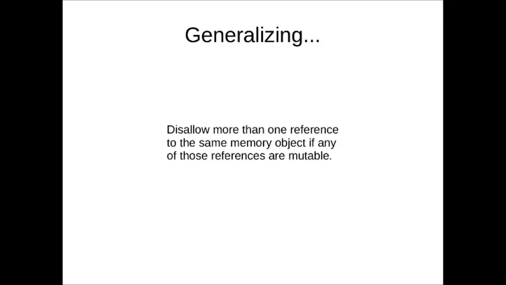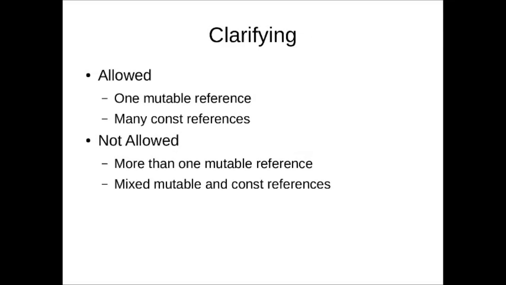Let's generalize this further beyond just functions and disallow more than one reference to the same memory object if any of those references are mutable. You might recognize this as a foundational rule that Rust adheres to. Phrasing this in a slightly different way, if you have one mutable reference and that's it, obviously this works. And if you have many const references, it also works because none of those const references can change anything. So those two cases are allowed. What is not allowed is if you have more than one mutable reference or if you have mixed mutable and const references.